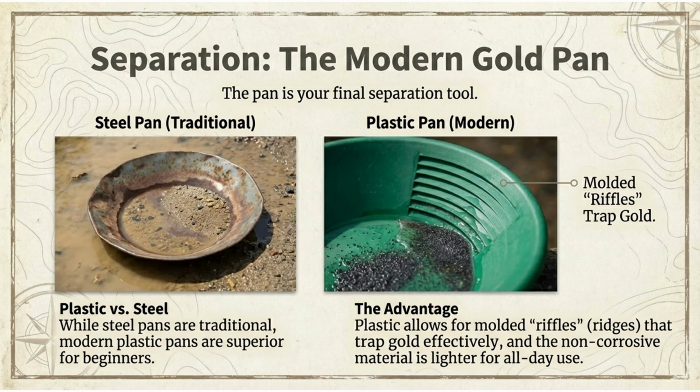Separation. The modern gold pan. Plastic versus steel. While steel is traditional, modern plastic pans are superior for beginners. The advantage. Plastic is lighter for all-day use and features molded riffles, ridges, that effectively trap gold.